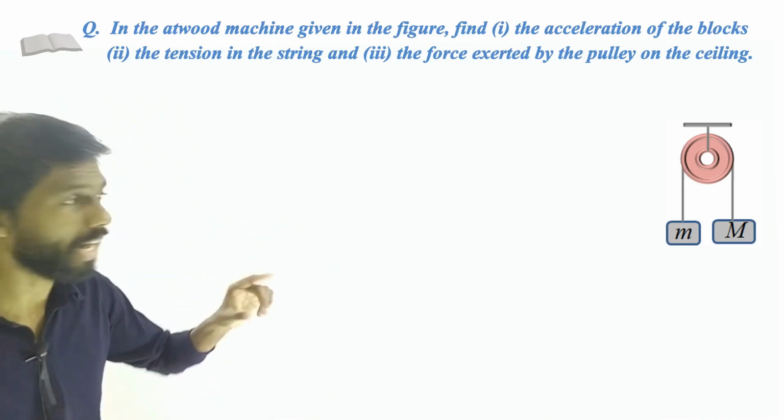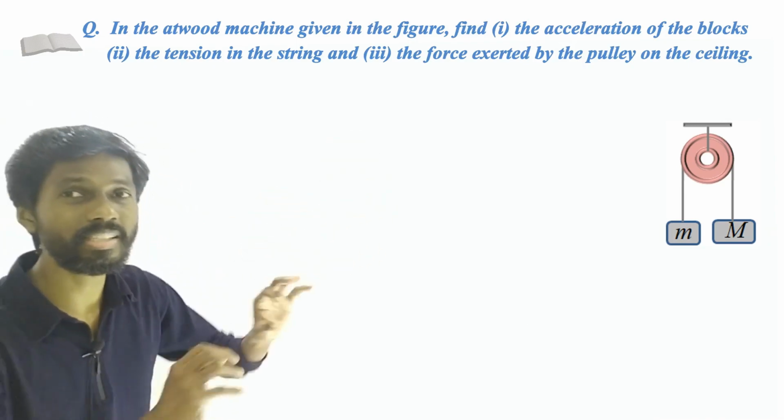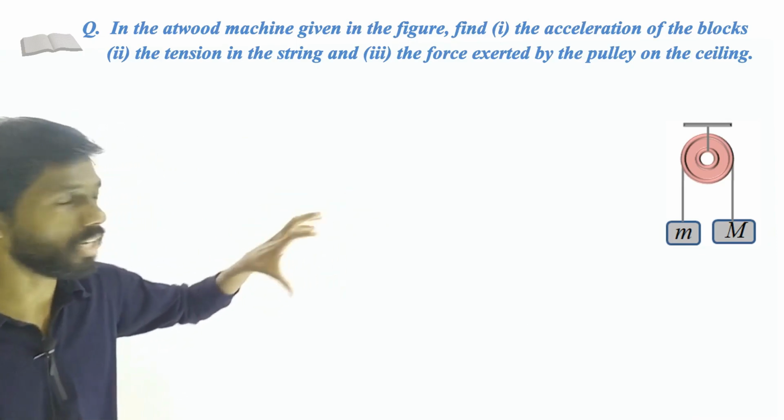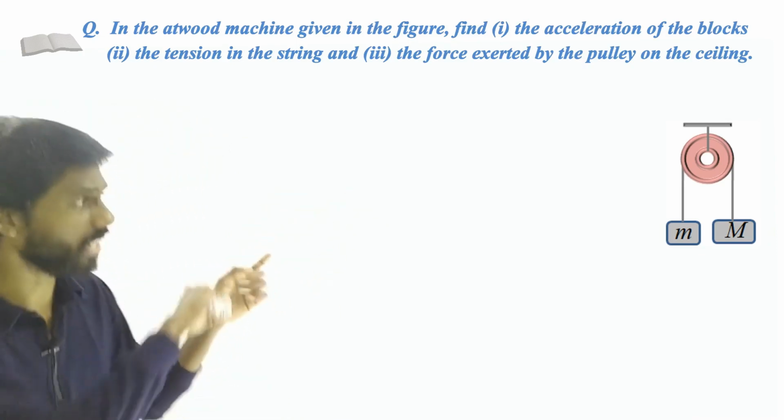So we can assume that at any point on the string, the tension has the same value, right? The magnitude of the tension is the same at all the points on the string because this is an ideal pulley that does not change the tension.